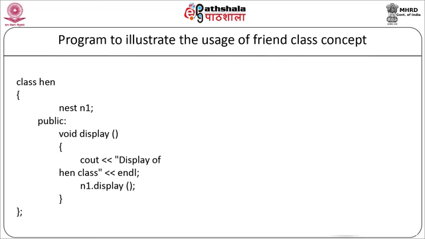Now we will start with our main program, integer main. Here we will have the object of class hen, h1, and here we are going to call the function h1.display. Return 0, and our main program will end.